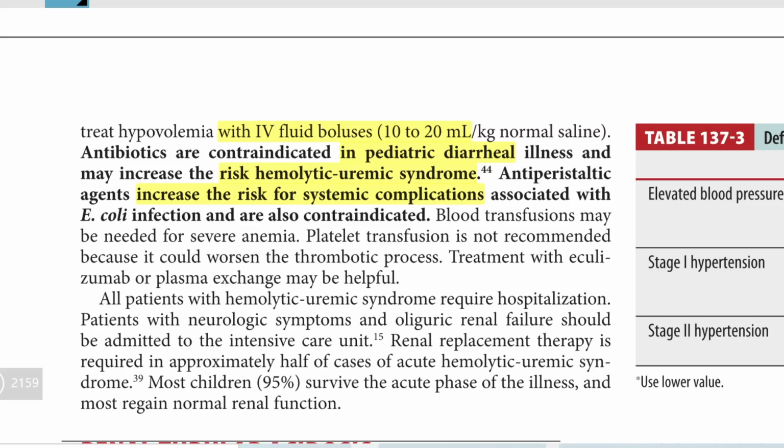Blood transfusion may be needed for patients with severe anemia, and platelet transfusion is not recommended because it can worsen the thrombotic process, since there is platelet consumption. Treatment with eculizumab or plasma exchange may be helpful. All patients with hemolytic uremic syndrome require hospitalization. Patients with neurologic symptoms and oliguric renal failure should be admitted to the ICU. Renal replacement therapy is required in approximately half of patients with acute hemolytic uremic syndrome. Most children survive the acute phase of illness and most regain normal renal function.